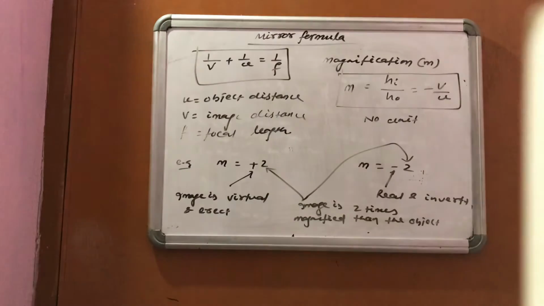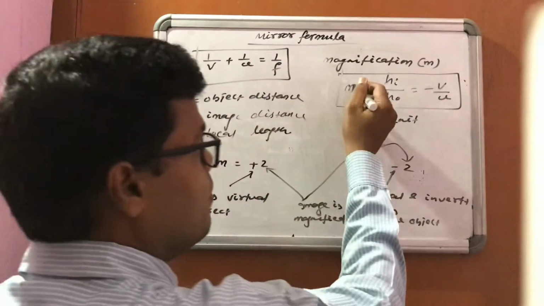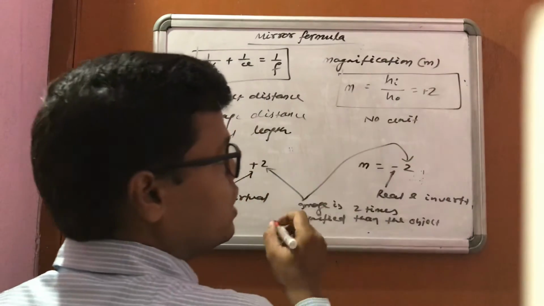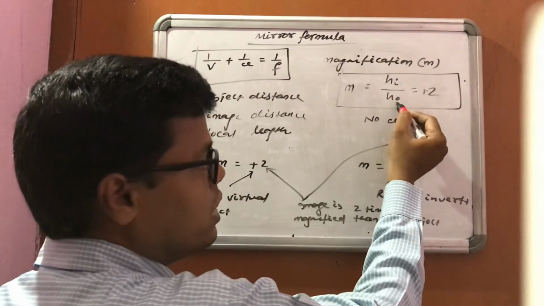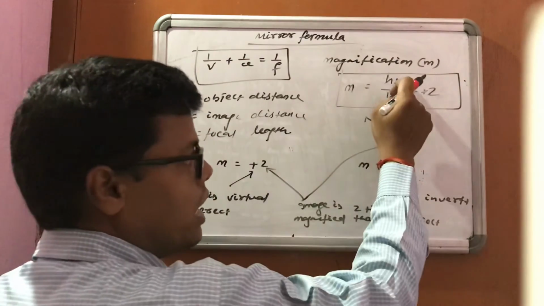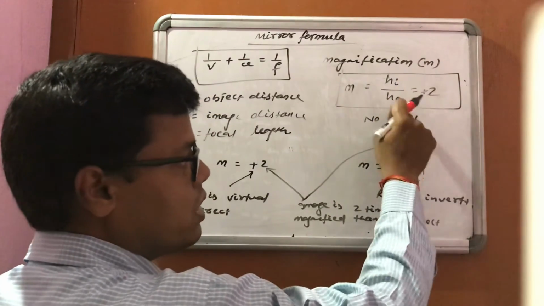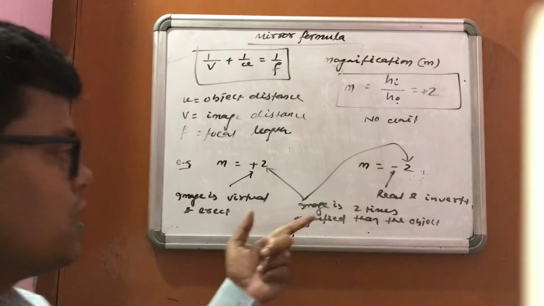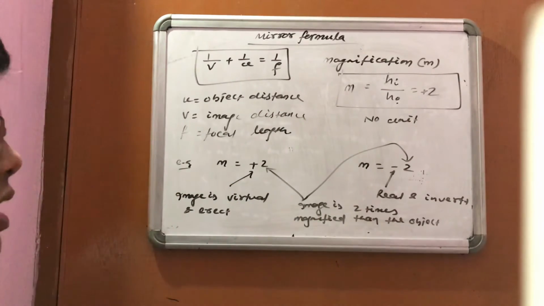Image is 2 times magnified, means look here, if I say this is equal to plus 2, it means obviously hi is greater than h0 by 2. That means it is 2 times greater. Height of the image is 2 times greater than the height of the object. That's why here 2 represents the image is 2 times magnified.